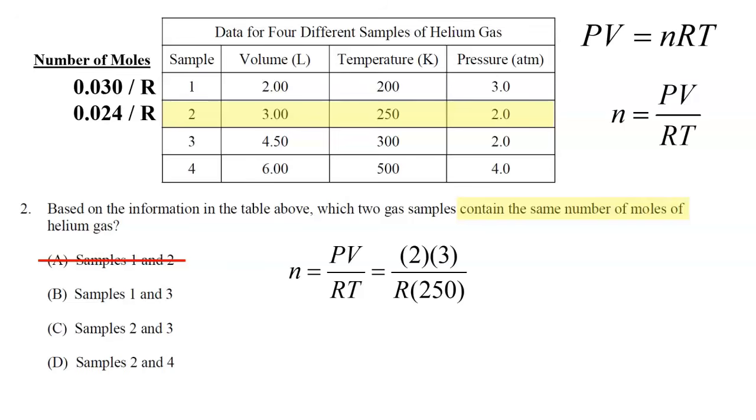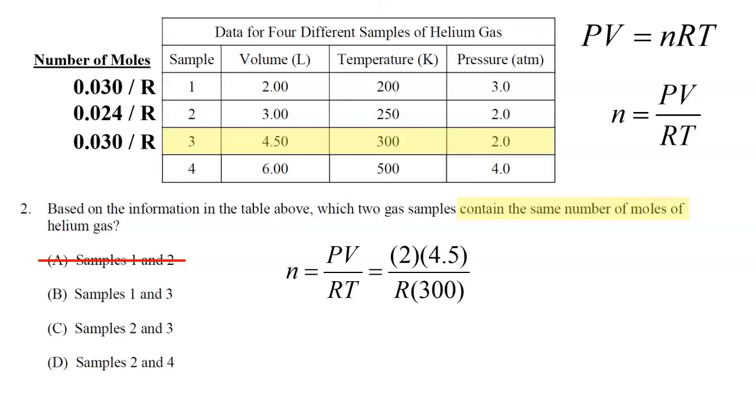Moving on to sample 3. We have a pressure of 2. We have a volume of 4.5, so 2 times 4.5 on the top. And on the bottom, we have R times T, where the temperature is 300 kelvins. So 2 times 4.5 is 9. 9 divided by 300 on my calculator gives me a value of 0.030.